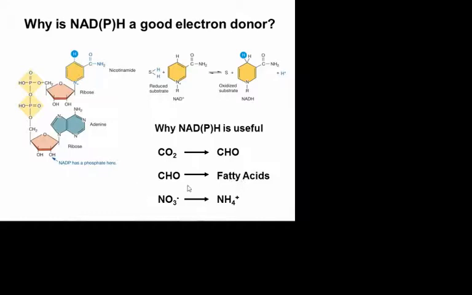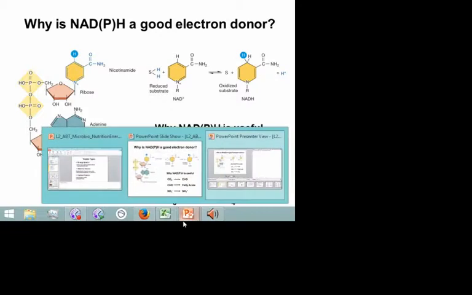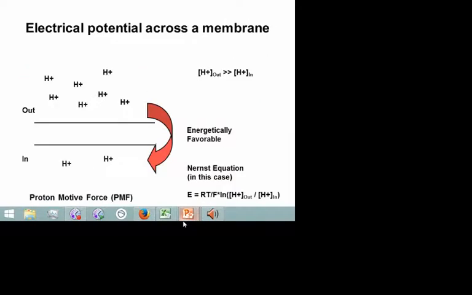And we saw that nitrate could be assimilated by bacteria after it's reduced to ammonium. And then this is just transferred onto amino acids. So this redox reaction is very often required.